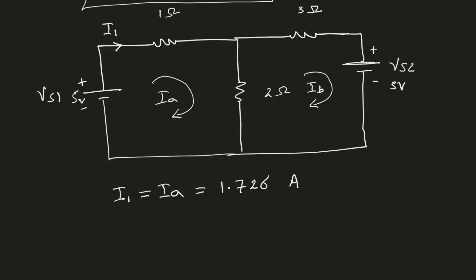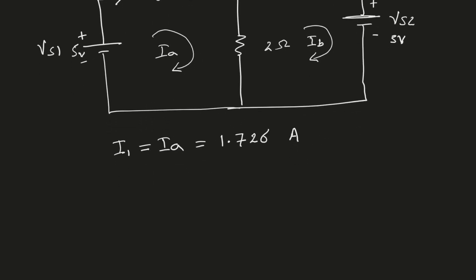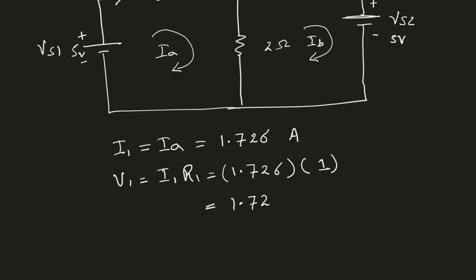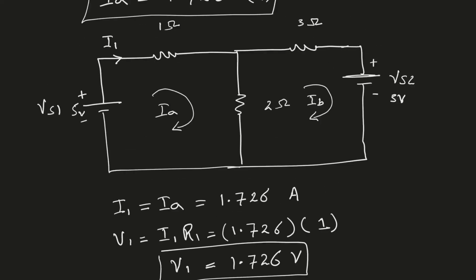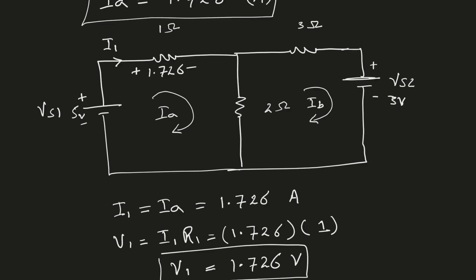And if this current flows in a resistor of 1 ohm, how much will be the voltage drop across this resistor R1? So the voltage drop V1 will be I1 times R1, which is 1.726 multiplied by R1, which is 1 ohm. So that is 1.726 volts, V1. So the voltage drop across this resistor is 1.726. I can write it over here, 1.726.